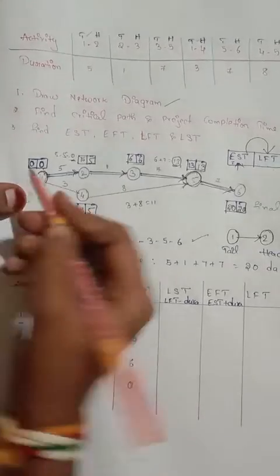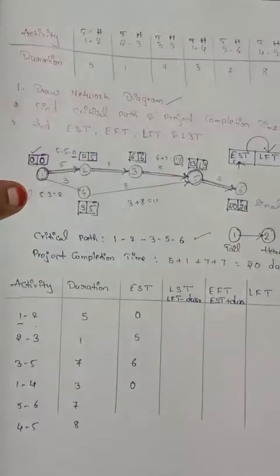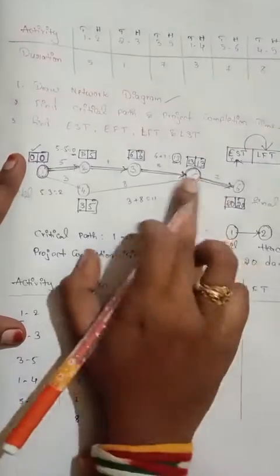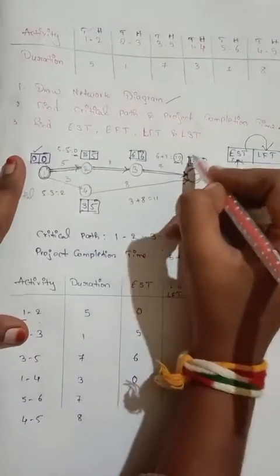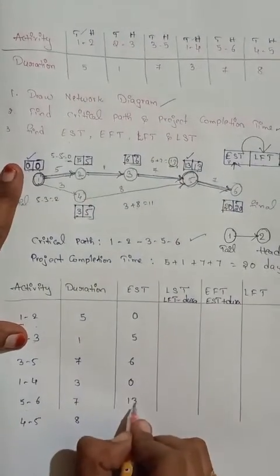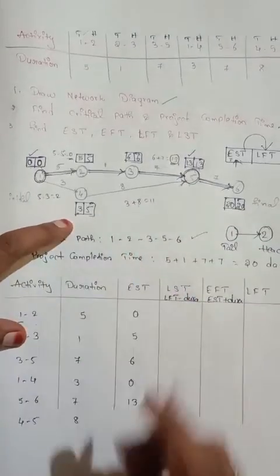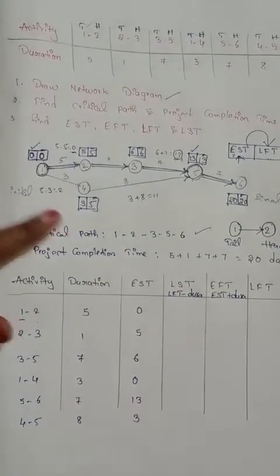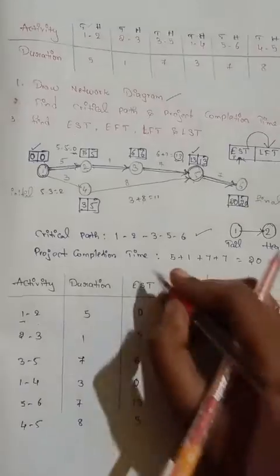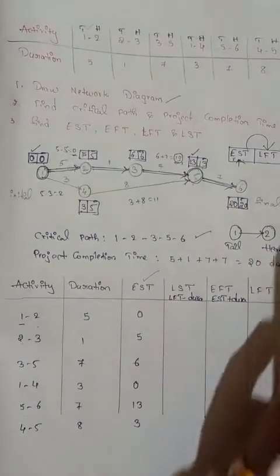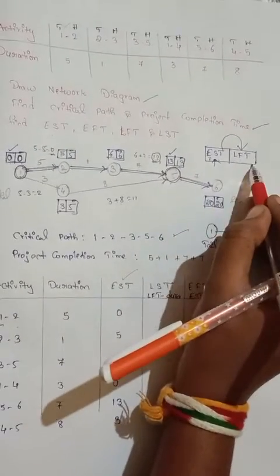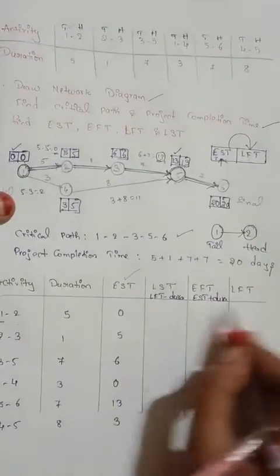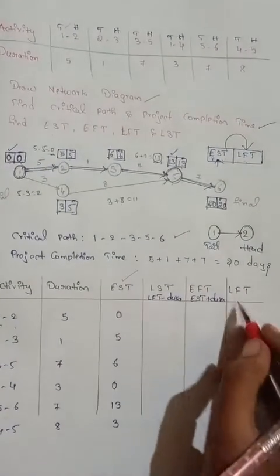And the first box, whatever we have, it is the EST. And from 5 to 6, 5 is the tile and the EST is 13. From 4 to 5, 3 is the EST. Now what have we completed, guys? We have completed EST, and in the table what do we have? LFT. Now let's come to the box of the LFT.